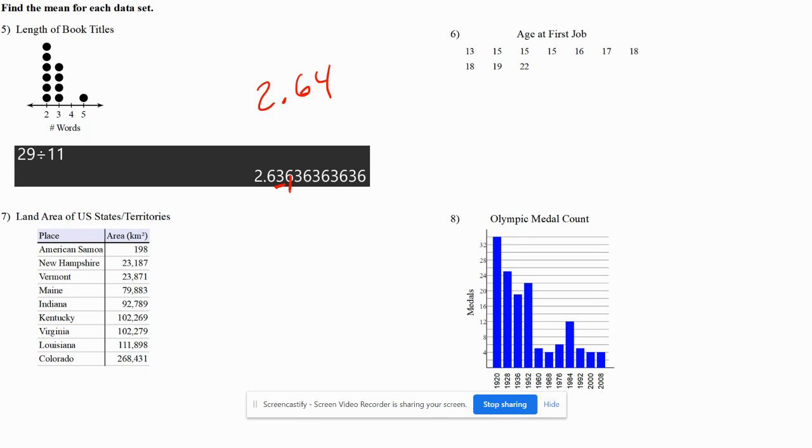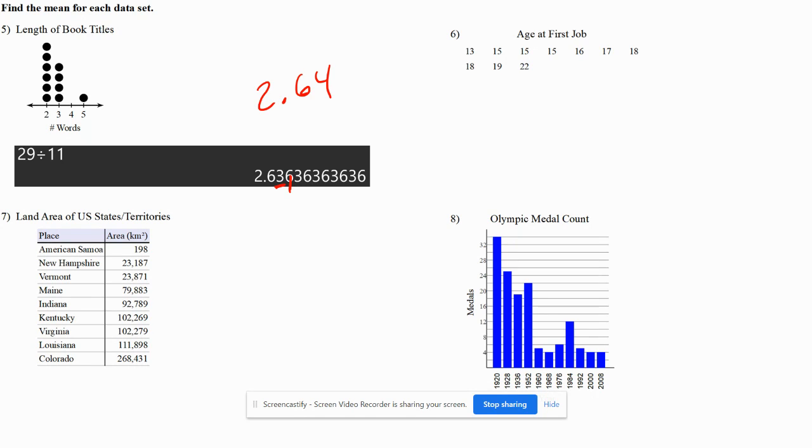Because my third decimal number was big enough, right, 5 or more, my previous number, that's the 3, went up to a 4. So 2.64. I'm going to be answering these in 2 decimal numbers.